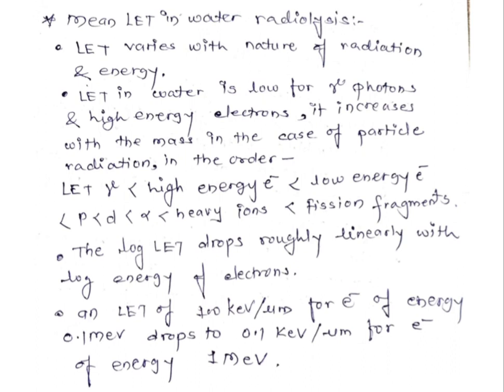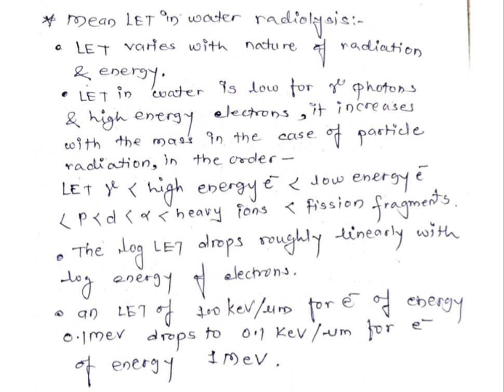The first process is the mean LET in water radiolysis. LET is the linear energy transfer value. This value varies with the nature of the radiation and the energy of the radiations. As we know, there are alpha, beta and gamma radiations, and also X-rays. LET in water is low for gamma photons and higher energy electrons, as the gamma photons and some electrons are of higher energy.